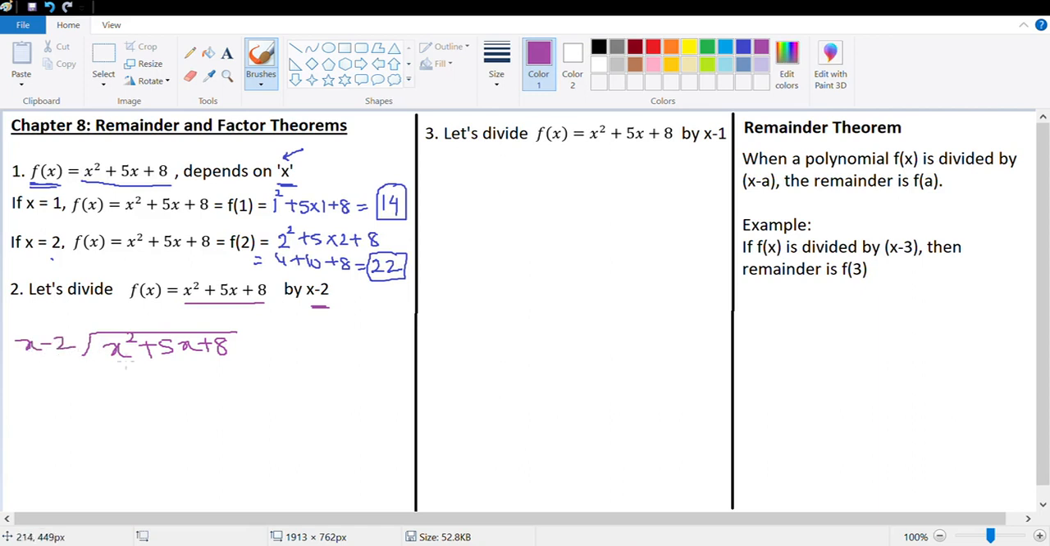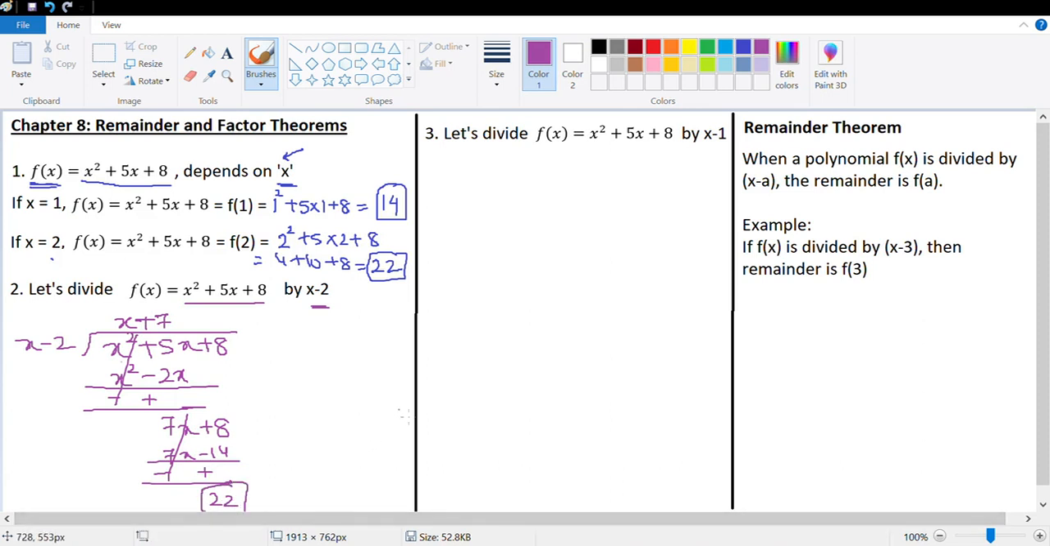To get x squared, I'll multiply it with x. So this gives me x squared minus 2x. Now I subtract, which means the signs will change. x squared gets cancelled. That's 5x plus 2x, that's 7x plus 8. Now I'll multiply this with 7. That will give me 7x minus 14. Again, sign changes. 7x gets cancelled. And 8 plus 14, that's 22.